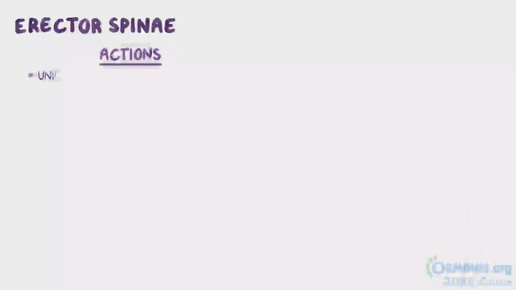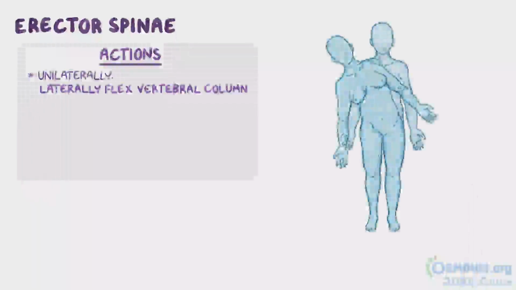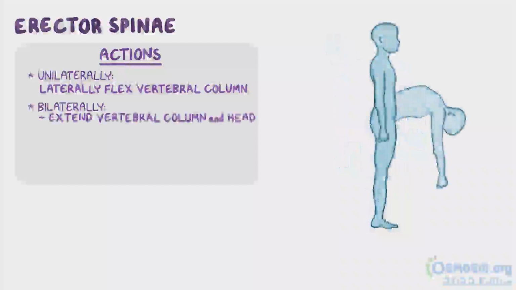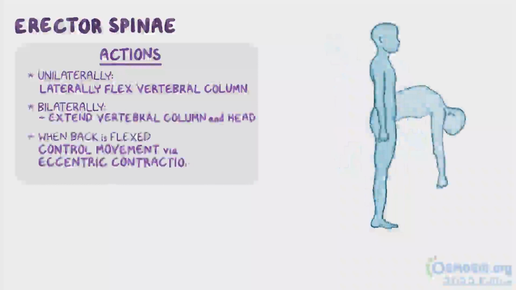When acting unilaterally, the erector spinae muscles laterally flex the vertebral column, but when they act bilaterally, they serve to erect the spine, hence their name. They extend the vertebral column and head, and when the back is flexed, they control movement via eccentric contraction.